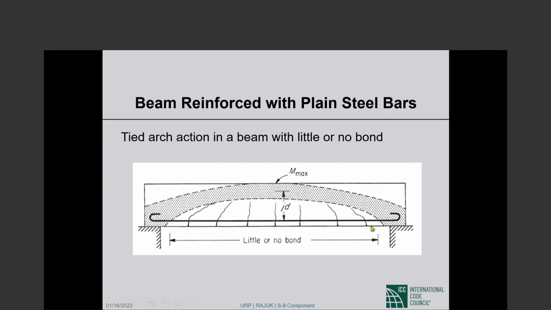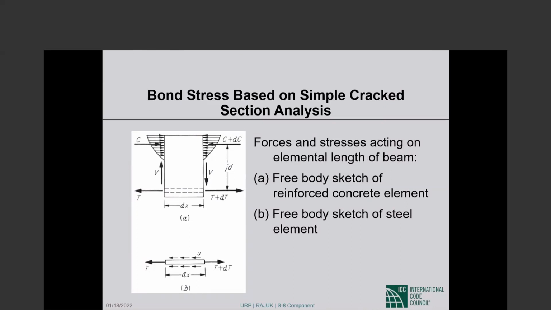However, if you hook the ends of the bar, then the beam does not have to fail when bond fails, because the beam then can act as a tied arch. The shaded portions are concrete in compression, and that forms an arch inside the beam. The reinforcing bar, if it is hooked, can act as a tension tie, and now it is a tied arch that can go on carrying loads. So the failure of bond does not have to be the failure of the beam if the bars are anchored, as we call it, or in this case, the anchoring is through the hooks.